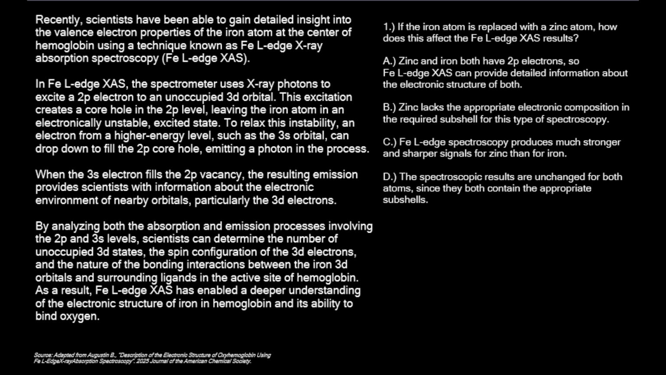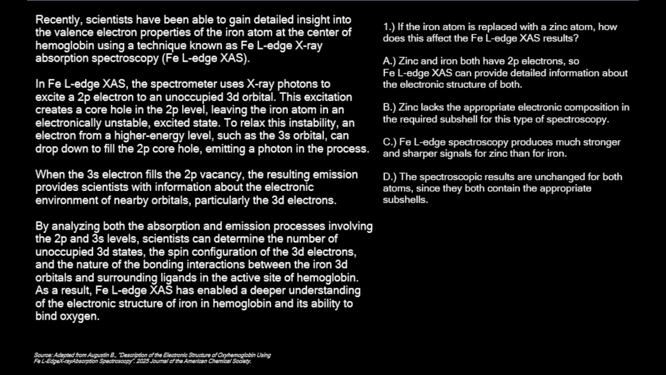This excitation creates a core hole in the 2p level, leaving the iron atom in an electronically unstable excited state. To relax this instability, an electron from a higher energy level, such as the 3s orbital, can drop down to fill the 2p core hole, emitting a photon in the process.